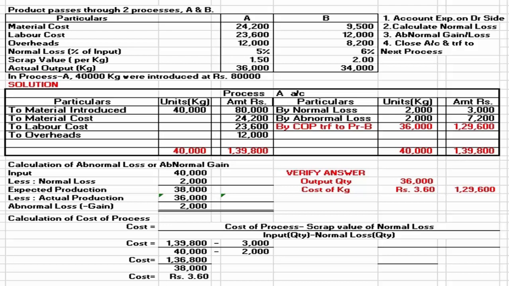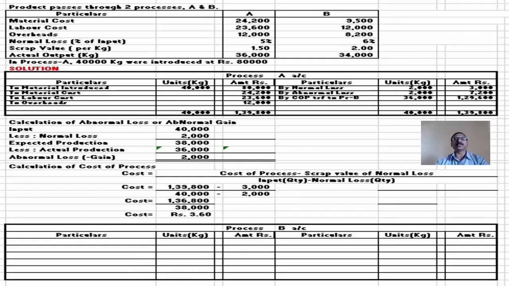1,29,600. This is nothing but the cost of production. So the cost of production transferred to the next process can be calculated as the output transferred multiplied by the cost per unit of the process. So this is the way of calculating the cost of production transferred to the next process. Our process A is completed now. Let us go for process B also.